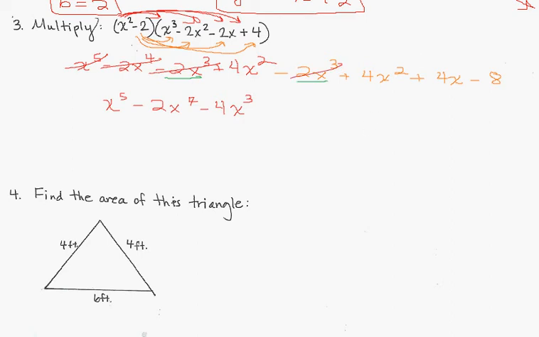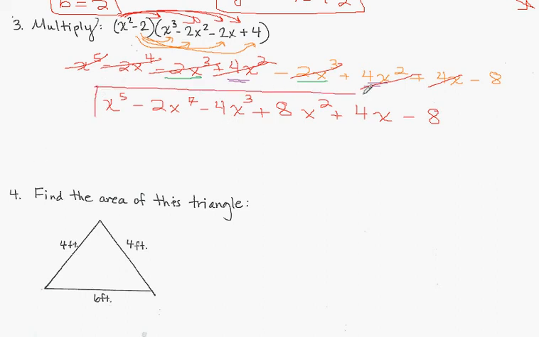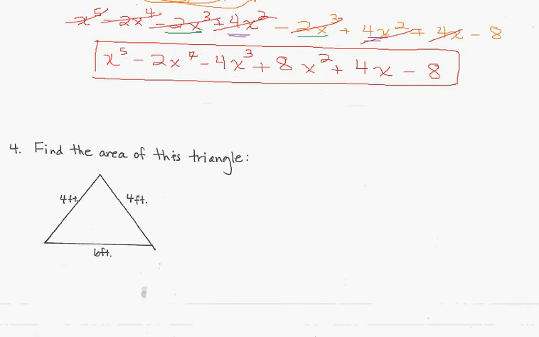Okay, x squareds. Any x squareds out there? Here's an x squared. Here's an x squared. So that will give us 8x squared. Any other x's? Yes, we just have a 4x. There's no other x's. And then we just have our negative 8. That one is quite a messy problem. And that's that. Okay, our final problem, finding the area of the triangle.